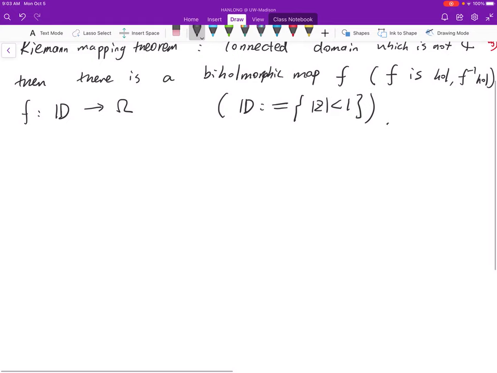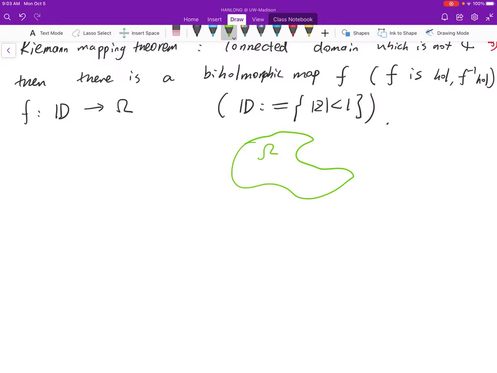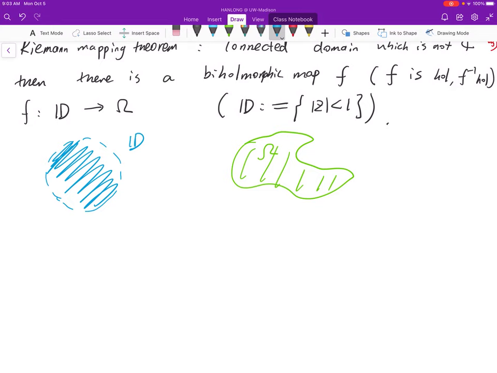So the idea is, suppose you have omega in C, which is not the whole C. So this is your domain omega, and this is your unit disk D. Then from the holomorphic point of view, these two are the same. This theorem is called uniformization, because omega is very weird, but you see it is just another version of the unit disk. On the unit disk, you know everything clearly.